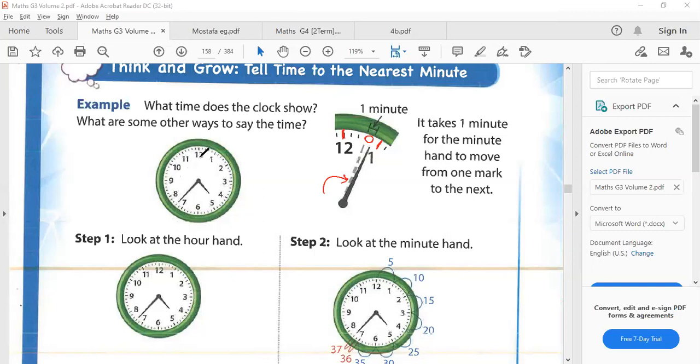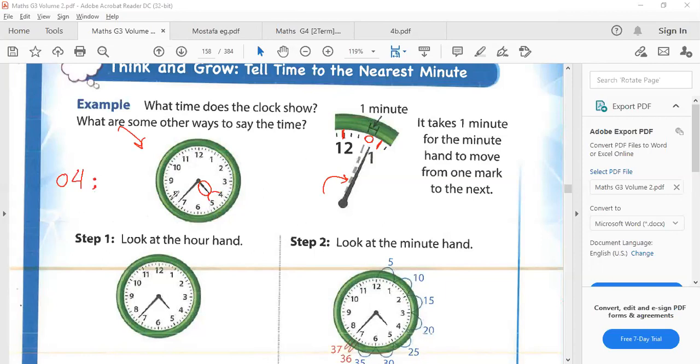Okay, firstly, if we have a clock like this, and we need to know what time it is. Firstly, you can find that the short hand is pointing between two numbers, between 4 and 5. So you're going to take the smaller number. So the hour will be 4. You will take the smaller one, 4.